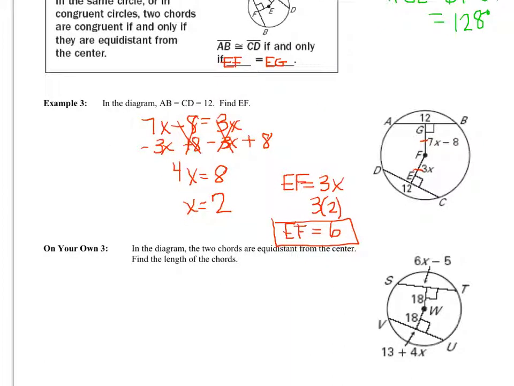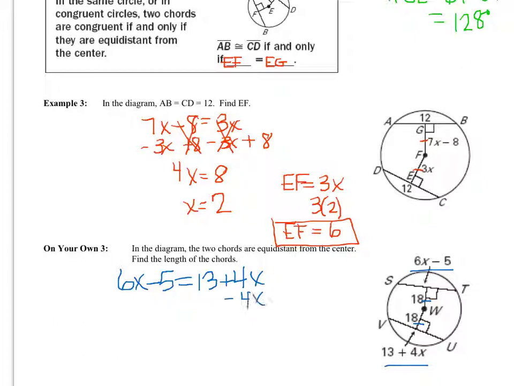The next one here. It says in the diagram, the two chords are equidistant from the center. So these are the equal distances. So we know that these two amounts are also congruent. Find the length of the chords. Well, let's set our expressions equal. 6x minus 5 equals 13 plus 4x.